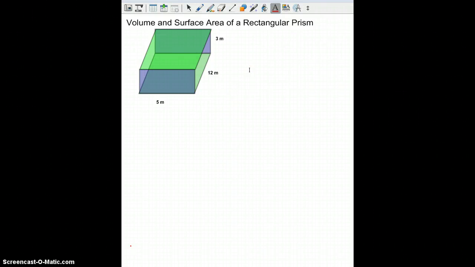Hello, this is a review of volume and surface area of a rectangular prism. And you can see here we have a nice rectangular prism with our blues and greens. We have a length of 5 meters, we have a width of 12 meters, and we have a height of 3 meters. So how does that go together to give you the volume?